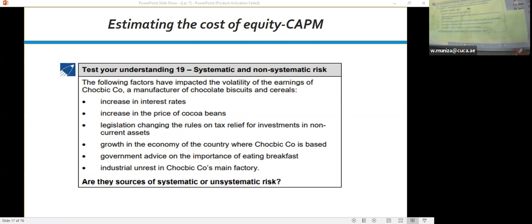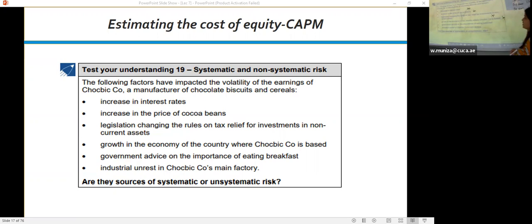Okay, then increase in the prices of cocoa beans. This is unsystematic. This is a unique risk for this particular industry. So this is unsystematic risk. The legislation changing the rules of tax relief for investments in non-current assets. This is systematic risk, nothing to do with this chocolate company. Okay, then growth in the economy of the country where Chocolate Company is based. Systematic risk, because it's growth in the economy.